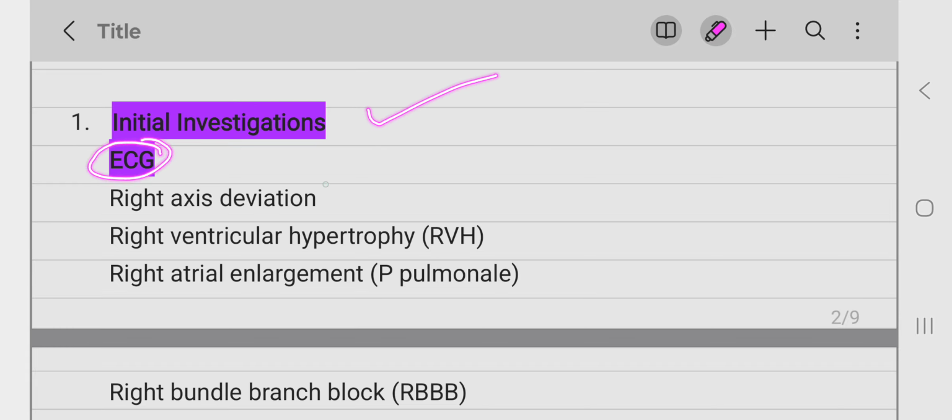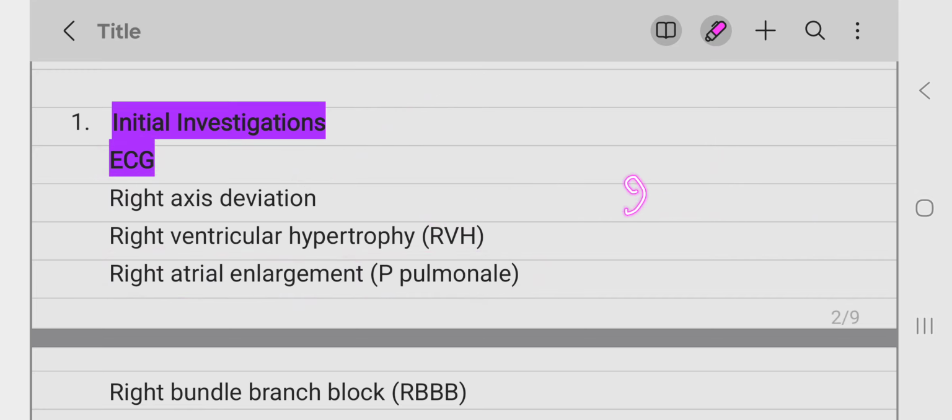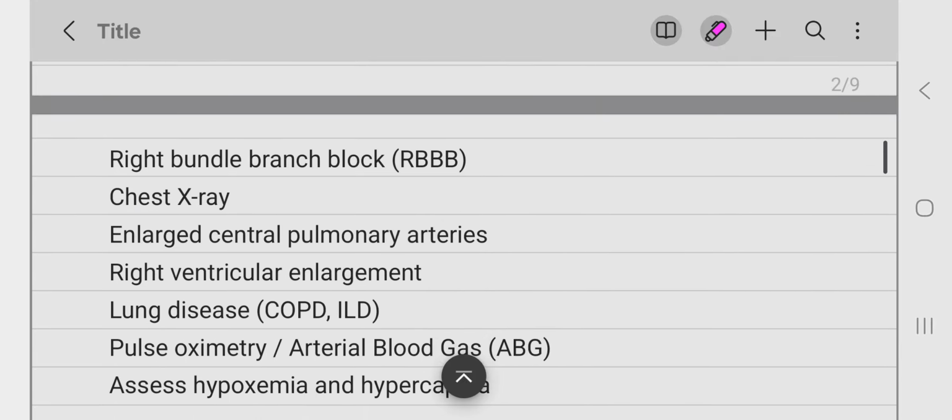Initially, we do ECG. ECG shows right axis deviation, right ventricular hypertrophy, and right atrial enlargement is manifested as tall P wave. Tall P wave on the ECG. This tall P wave is more than 2.5 small boxes on ECG. It is known as P pulmonale. It shows right atrial enlargement. Then ECG may show right bundle branch block pattern.